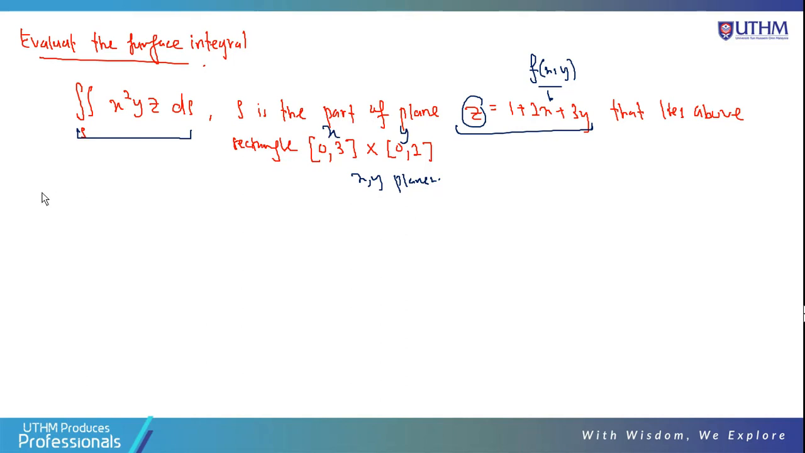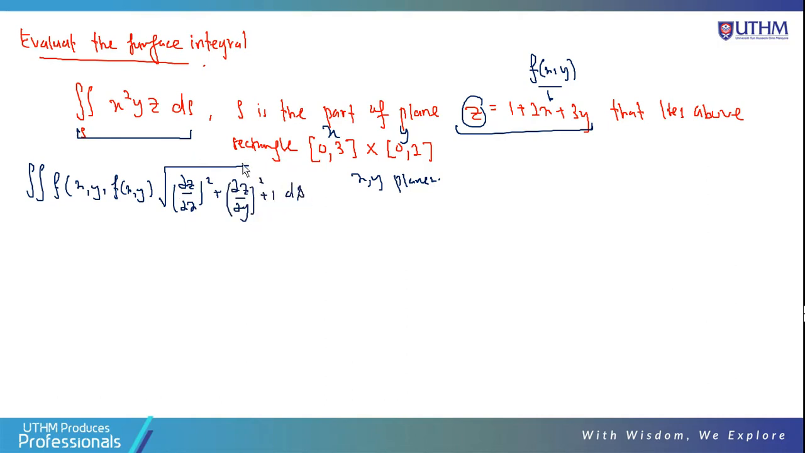Okay, so the formula is a double integral. The function must be in the term of x, y, f(x,y), or g, depending. So we have the square root of partial z with respect to x squared plus partial z with respect to y squared plus 1, dA. This is the formula to solve for the surface integral. So from this formula, double integral, this function is the function here.